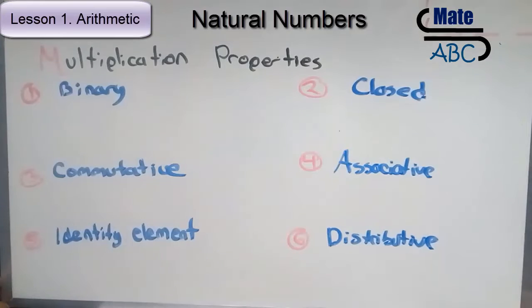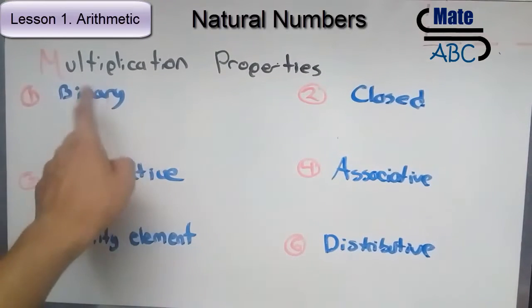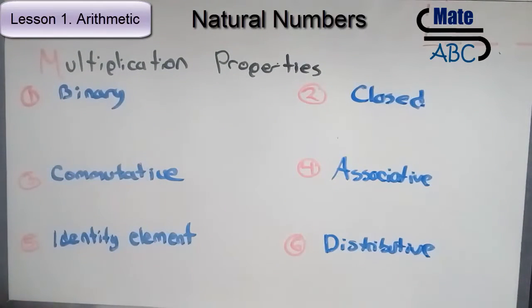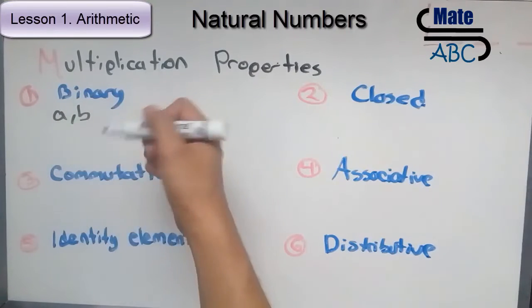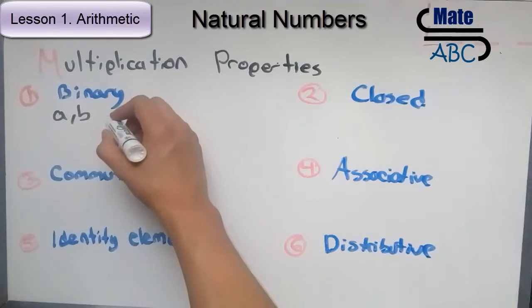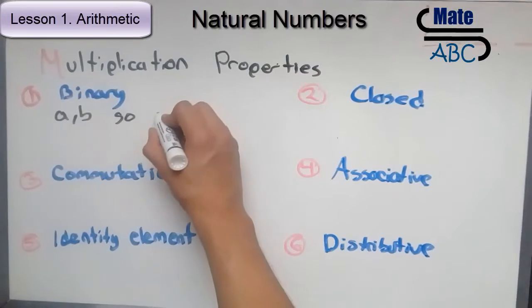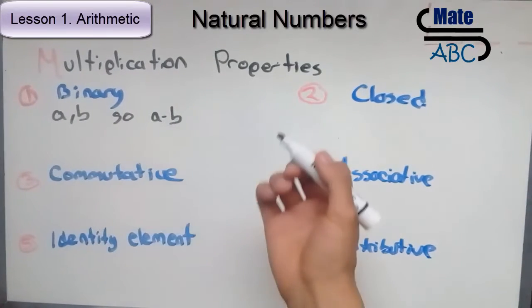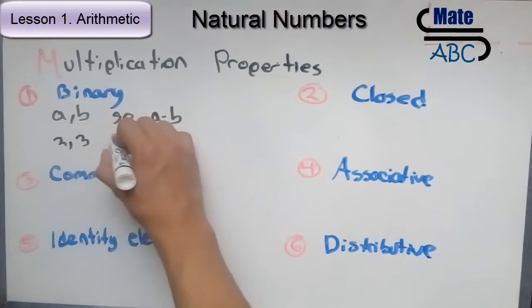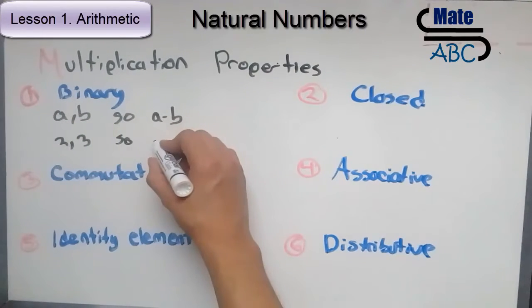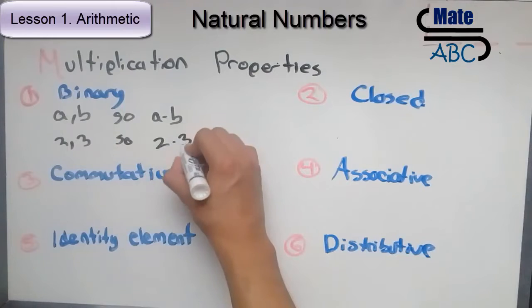Numbers. And today we're going to see multiplication properties. The first one is binary. And what does it mean? Well, that you need two elements of the natural numbers so you can multiply them. An example: you have 2 and 3, so you can multiply 2 times 3.